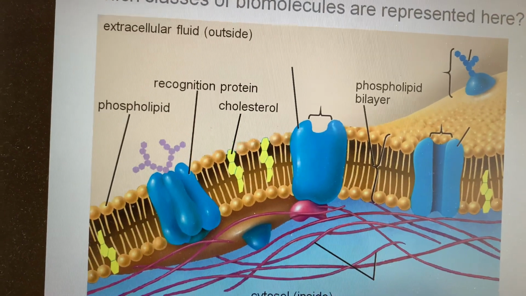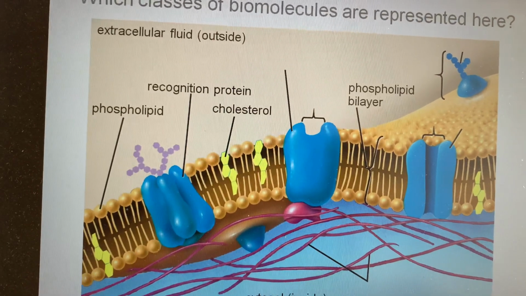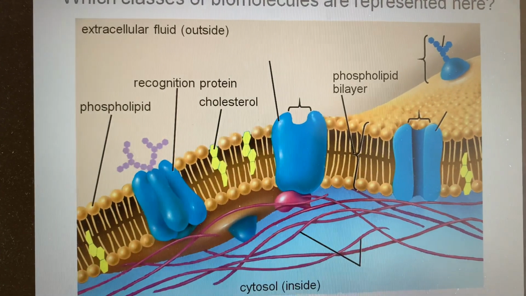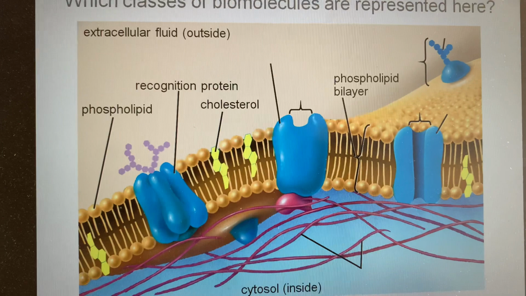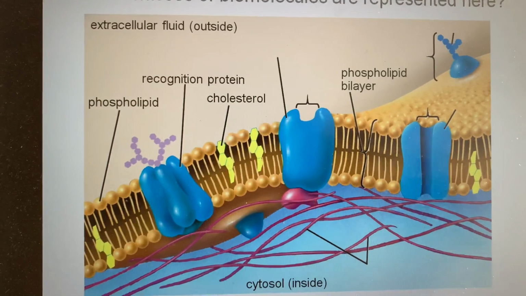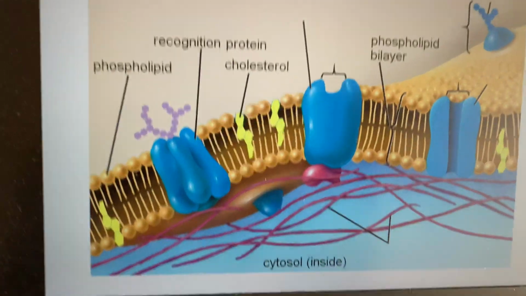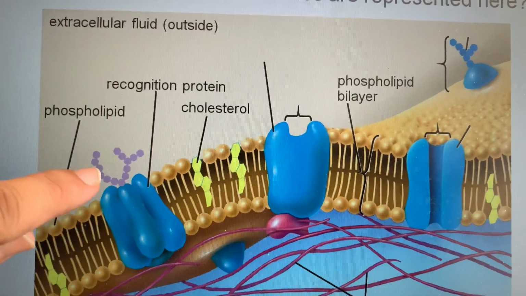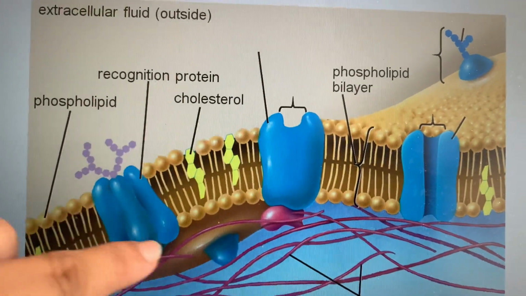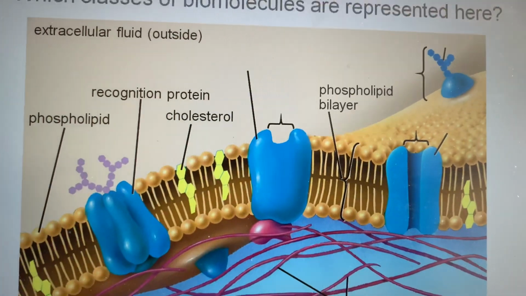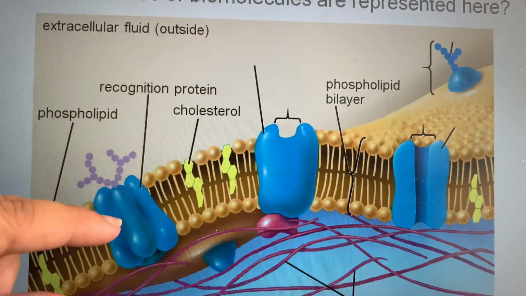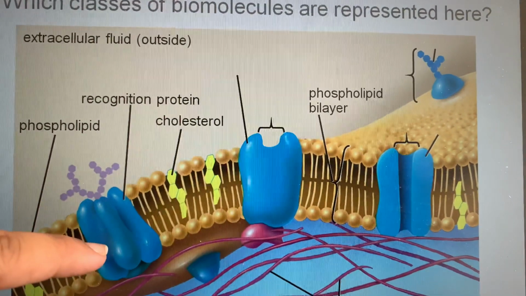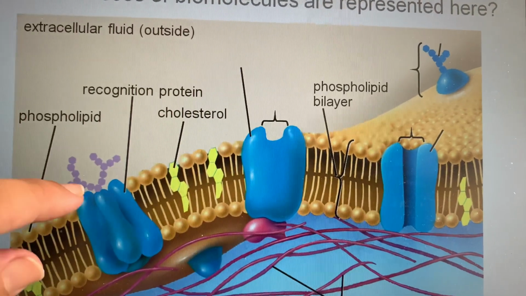And then there are the blue moieties. These are all proteins, and there are different types of proteins. In the protein section, we will talk about their different functions. These are recognition proteins. They recognize a particular type of protein, and only that protein can attach to them. This is kind of a key-lock theory.